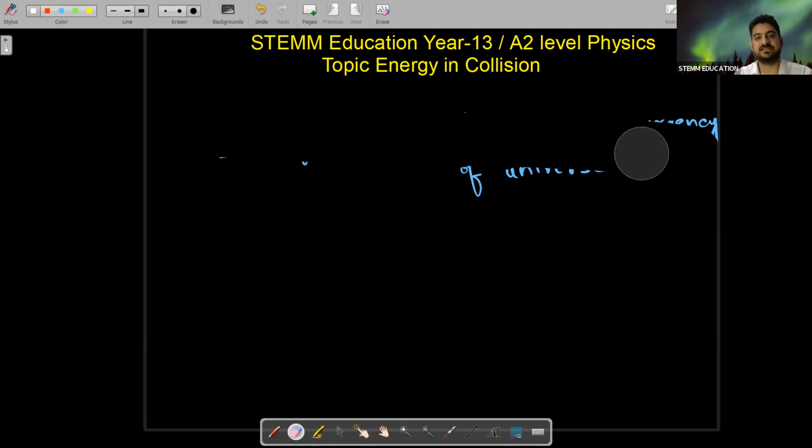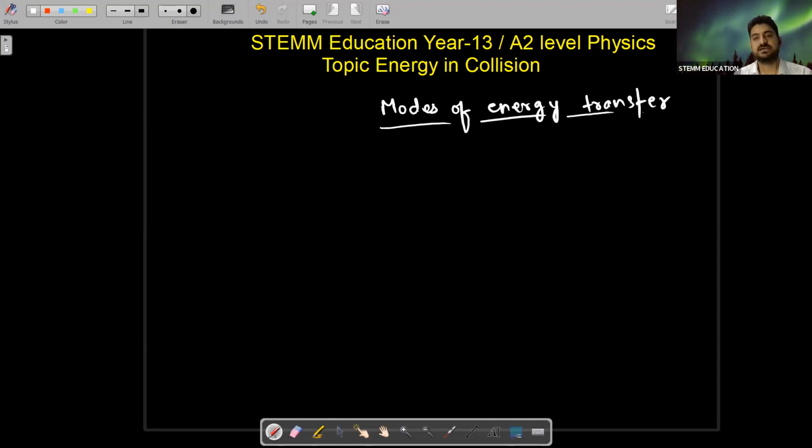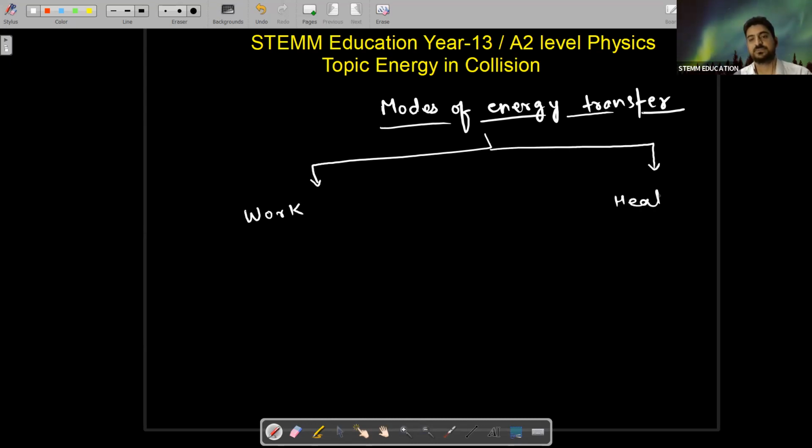The other thing that we had studied was the modes of energy transfer. There are two modes of energy transfer. One is called work and another is called heat. So when we try to understand work, work was the amount of energy that was transferred from one body to another when some force is applied and the motion happens in the direction of force.